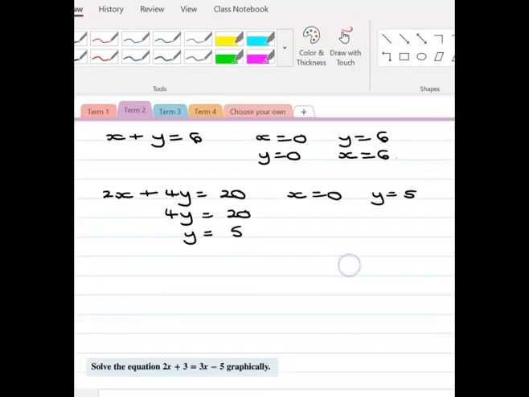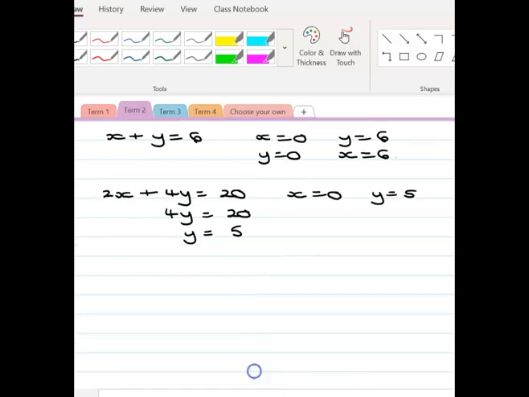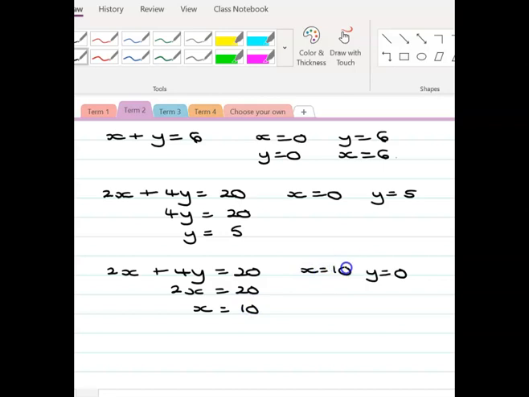Now let's have a look at what happens when y equals 0. Just give myself a bit more room. When y equals 0, I get, let me write the equation out again, 2x equals 20, x equals 10. So when x equals 10, y equals 0. Now I could sketch those on a graph like so.